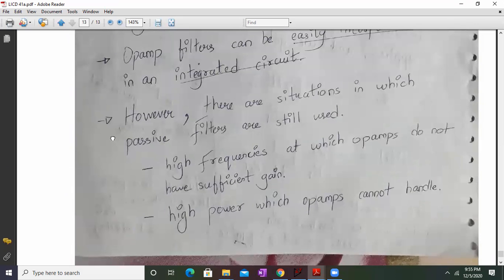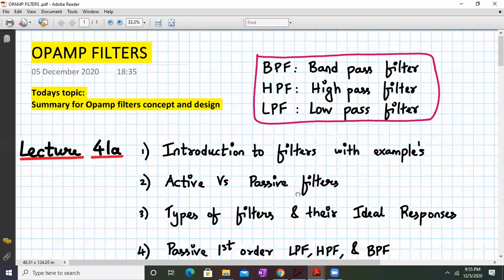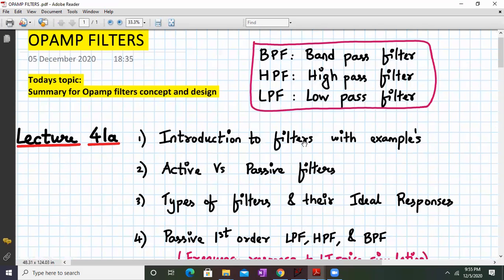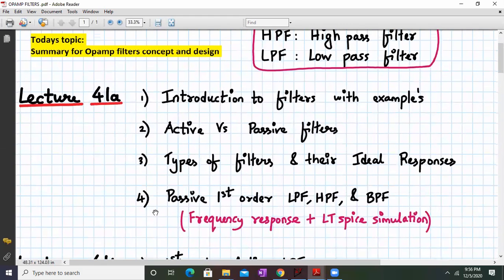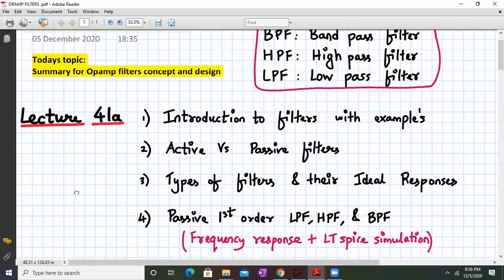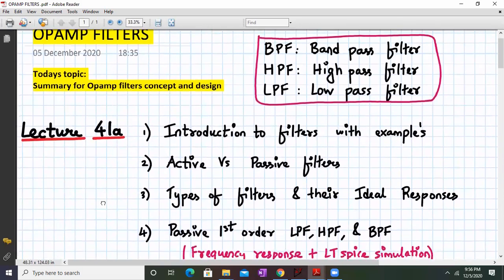So we have come to the end of this lecture. In this lecture, we have covered the introduction to filters with examples. We have seen the difference between active and passive filters. And then we have seen the 4 types of filters and their ideal responses. We have seen the transfer function and simulated in LT Spice the frequency response for the first order low pass filter, band pass filter, and high pass filter. I hope that this will serve as a strong base for studying the filter topic using op-amps.